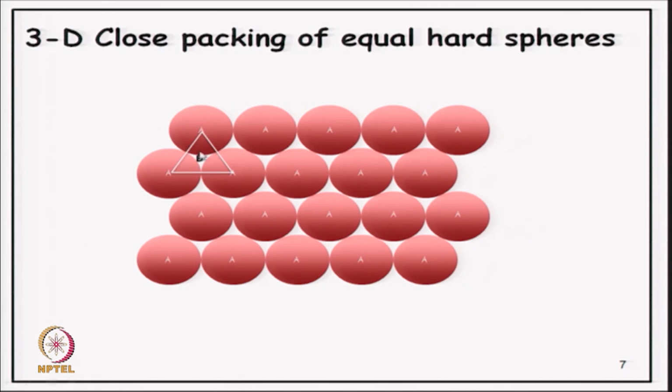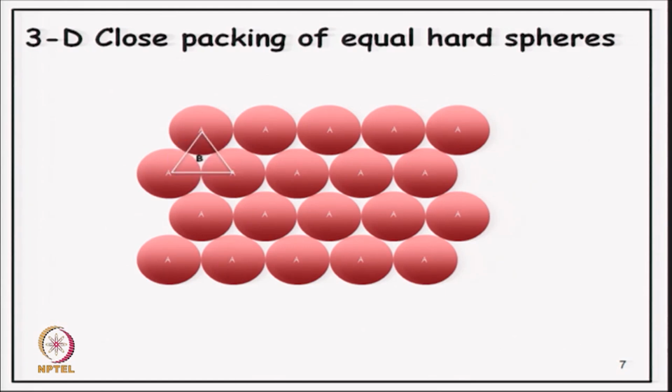I call such a site, the centroid of this A triangle, B. So, the atom which will be placed there will be called a B atom. So, I place a B atom. I am showing this in projection, but you have to imagine that this blue atom is sitting above the layer of these 3 A atoms.